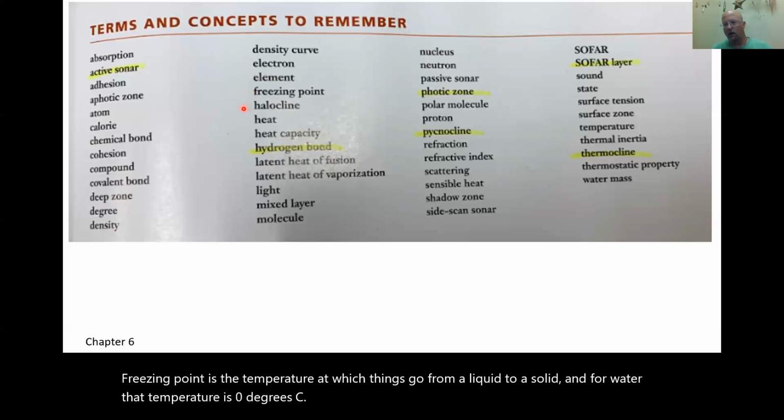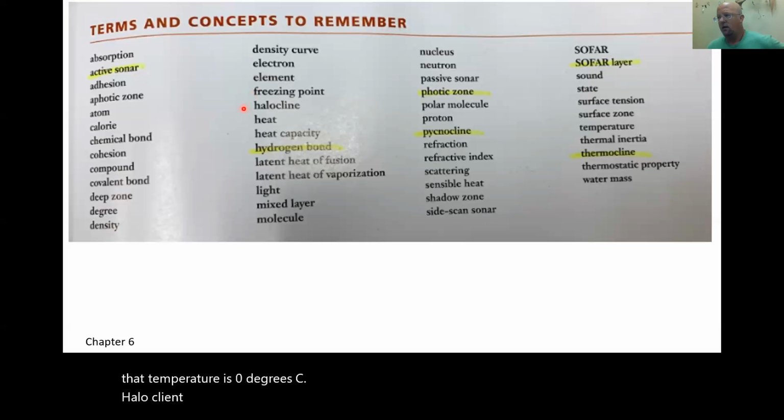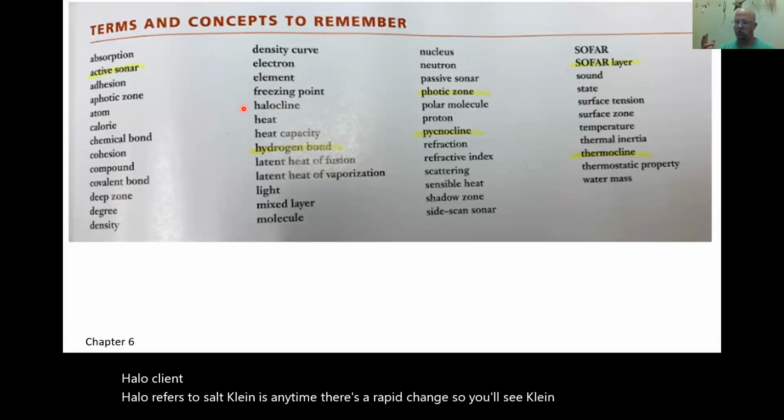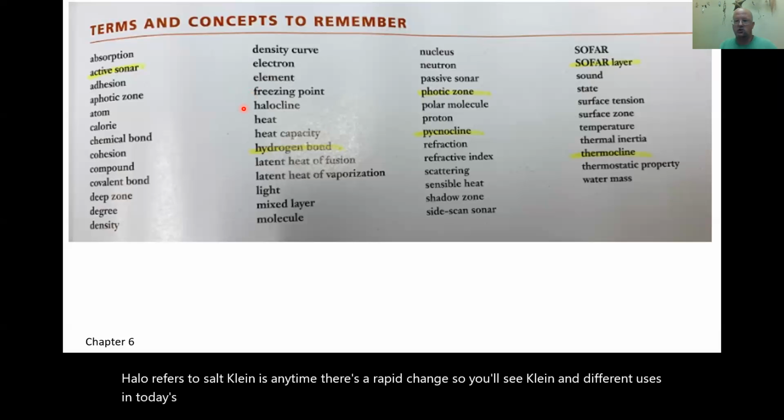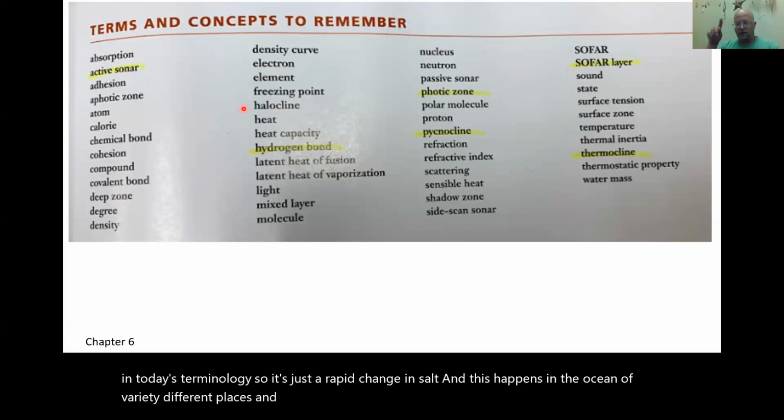Halocline. Halo refers to salt. Cline is anytime there's a rapid change. So you'll see cline in different uses in today's terminology. So it's just a rapid change in salt. And this happens in the ocean a variety of different places. And halocline is just that rapid change.